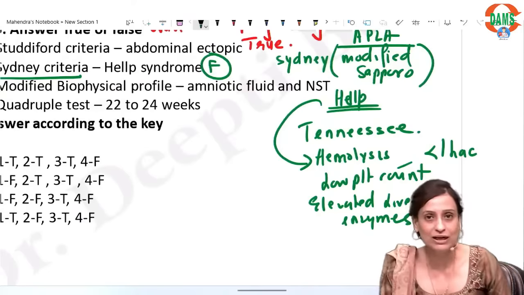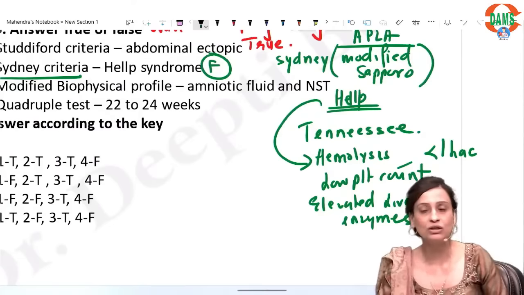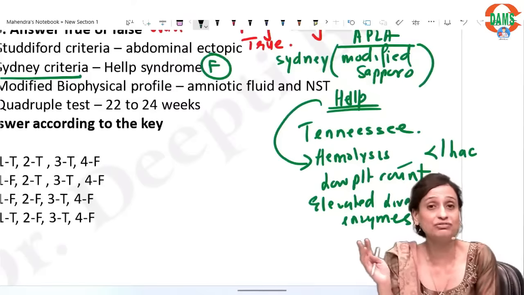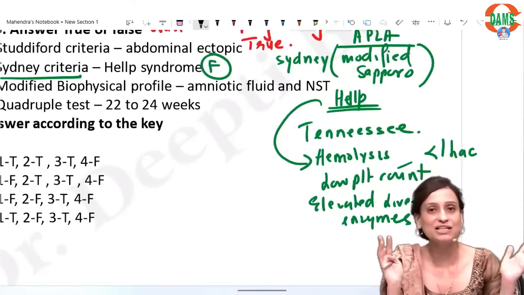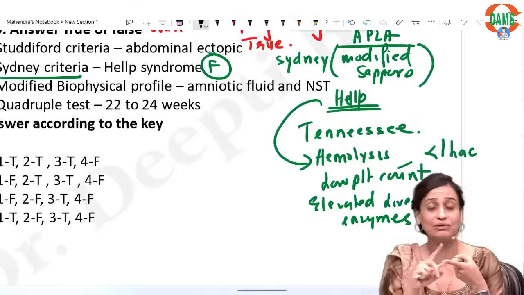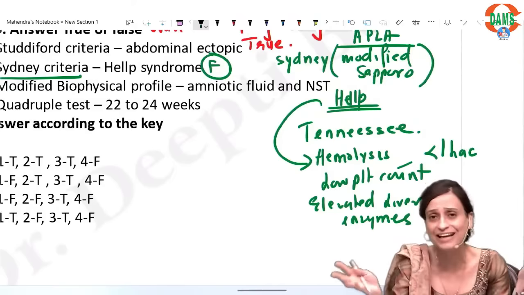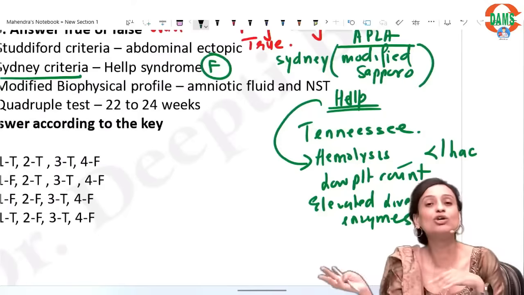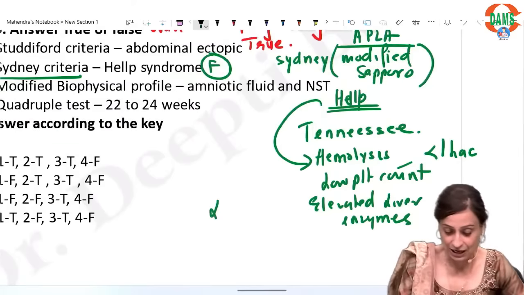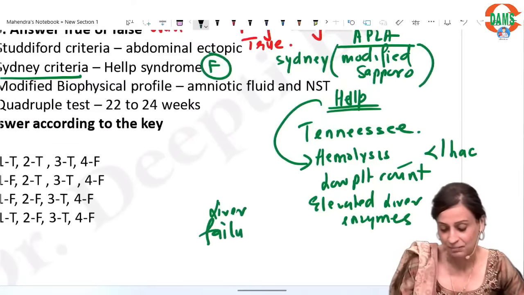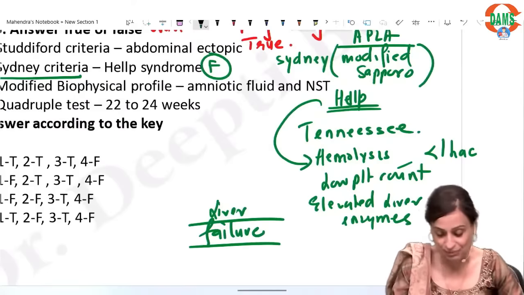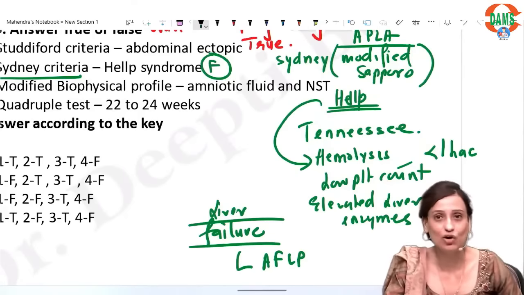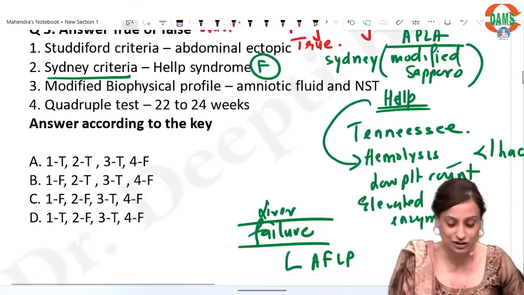Now please also understand, AIIMS or INICET may ask you how you will decide whether it is HELLP or acute fatty liver. So remember, if you see signs of liver failure, for example, high ammonia, low glucose, DIC, encephalopathy, then the answer should change to acute fatty liver. So if you see liver failure signs, please do not mark it as HELLP. You have to answer this as acute fatty liver of pregnancy. Okay, perfect. Let's move on to the third option.